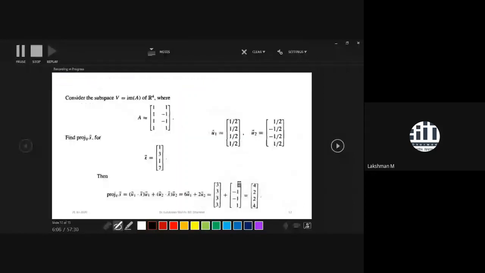So one more example I have taken here. Consider a subspace of R4. What is the subspace here? It is a two-dimensional subspace, the image of this matrix. You can simply forget about this matrix. You can say that V is a subspace with this basis. This is the basis of this subspace. It has two basis elements.